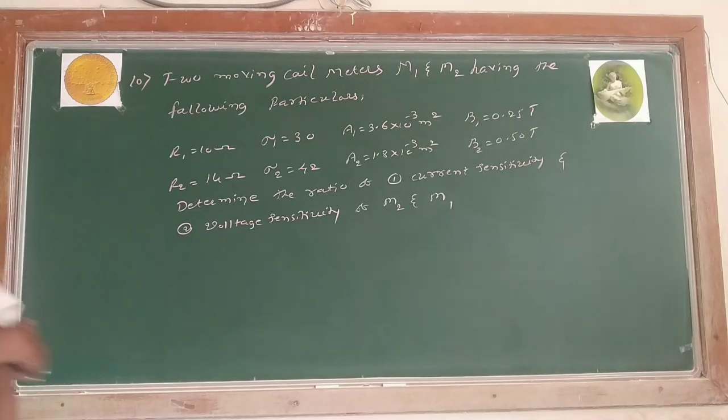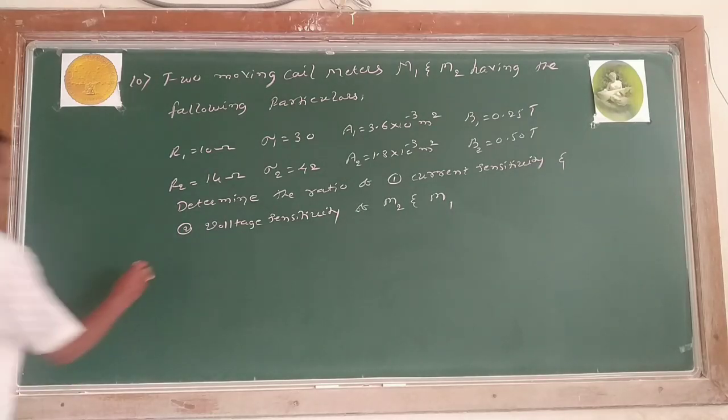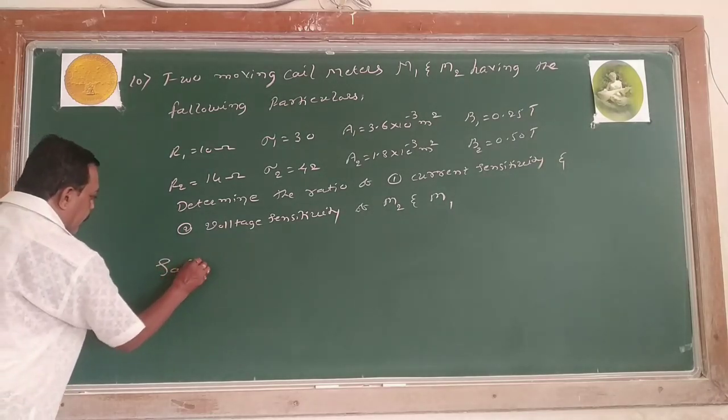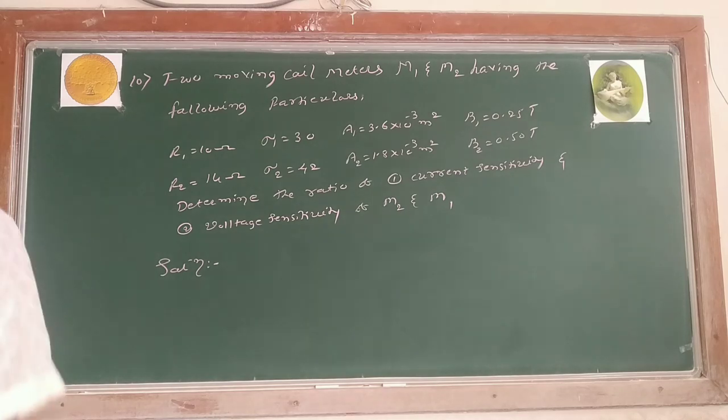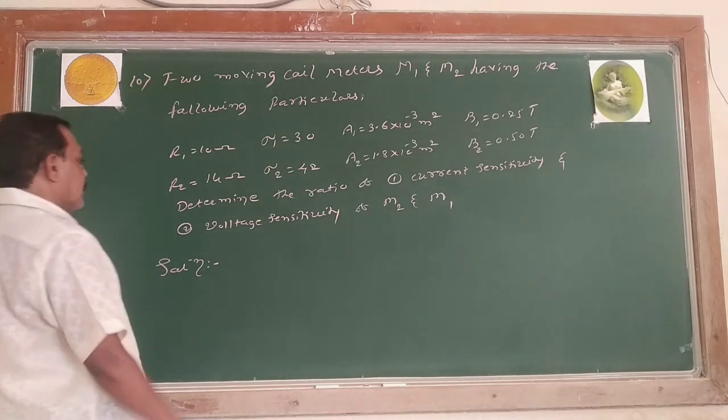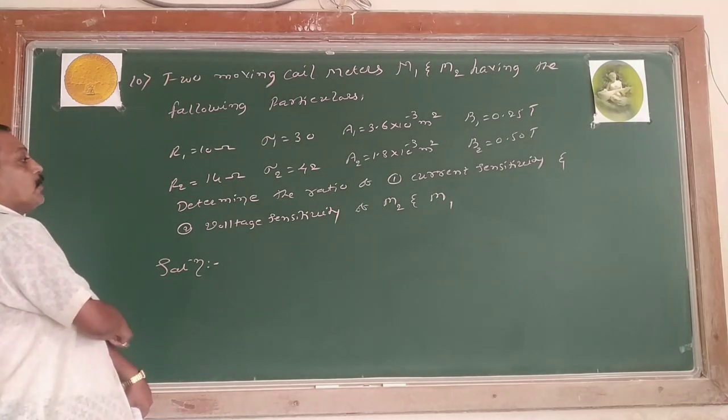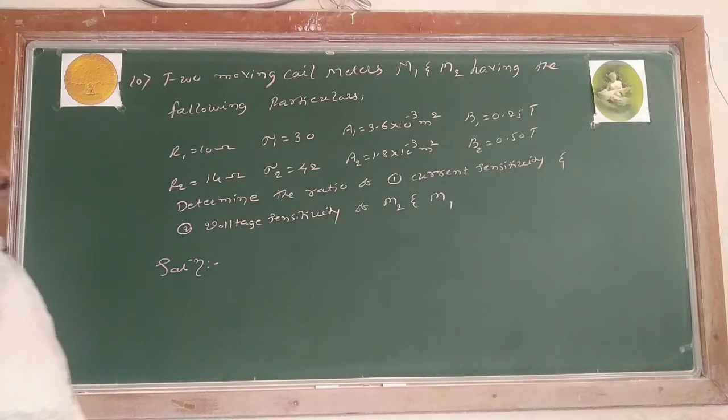Look at the whole problem once, then after that I go for the solution. It is a simple problem. Look at the data once. What is asked? Current sensitivity and voltage sensitivity of second meter to first meter ratio.